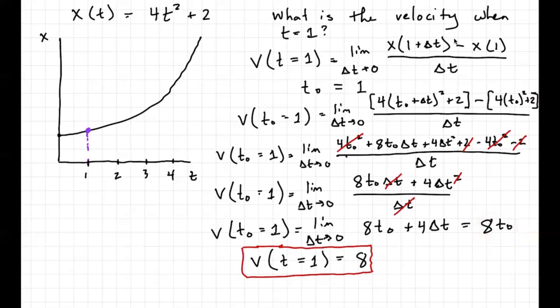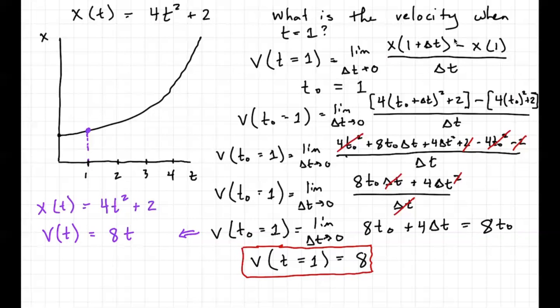We didn't have to use time equals 1 exactly. We could have plugged in time equals 2 or 3 or whatever value for time we wanted here. So I'll make a special note of that. What this means is that the velocity function, v as a function of t, is equal to 8 times t. Our position function was, as a reminder, 4t squared plus 2, and the velocity is now 8t.